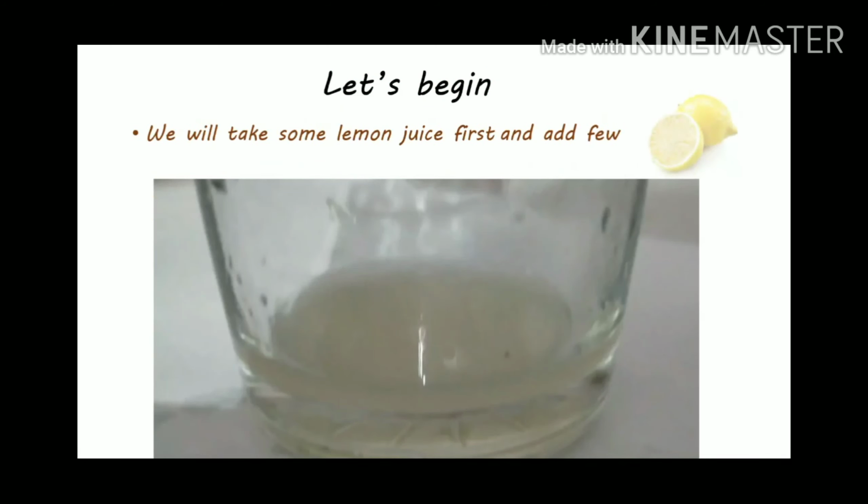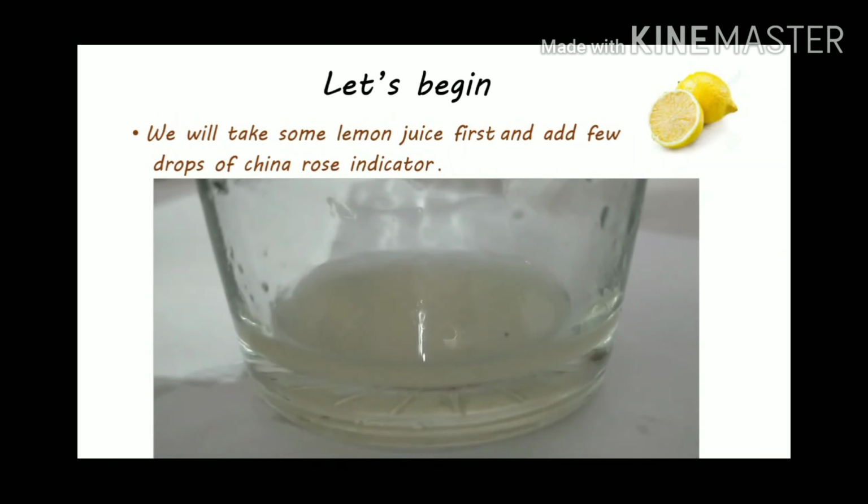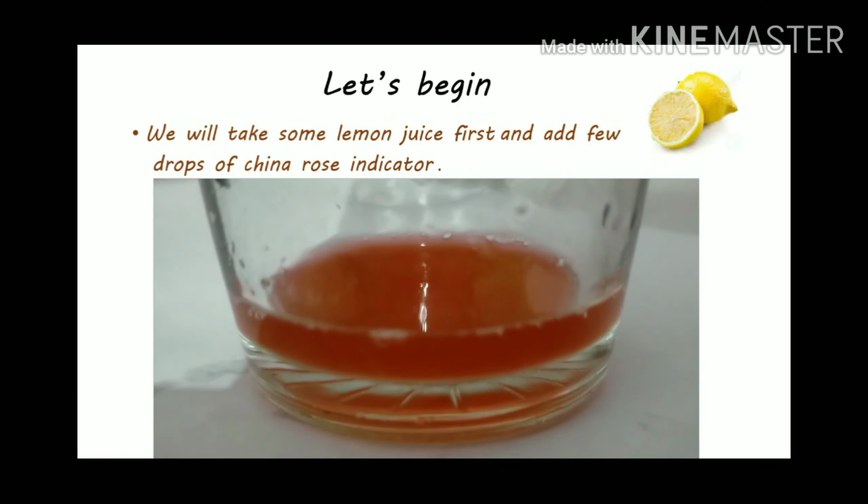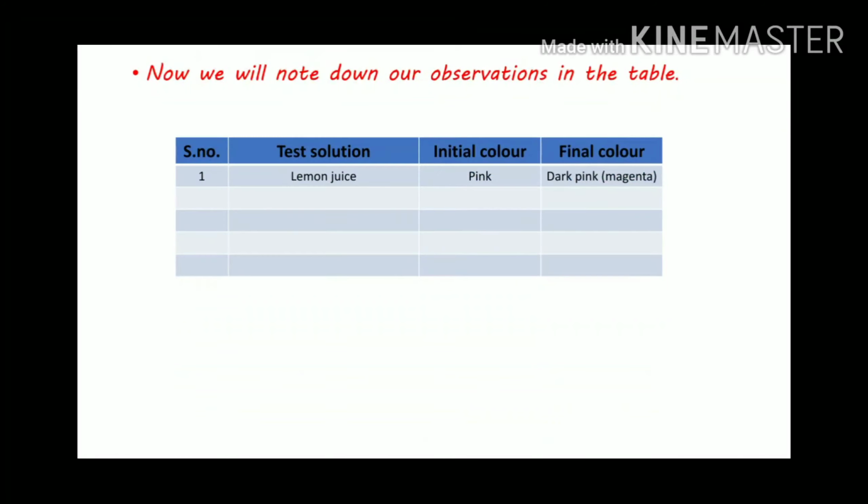Let's begin. We will take some lemon juice first and add few drops of China rose indicator. Now we will note down our observations in the table. Test solution lemon juice, initial color of the indicator pink, final color dark pink or magenta. So we can say that lemon juice is acidic in nature.